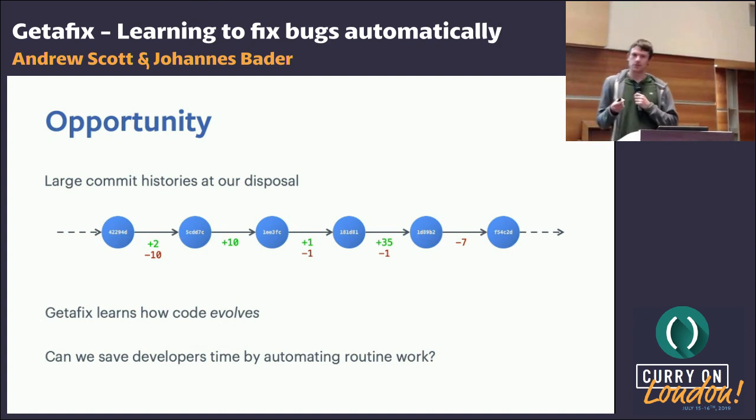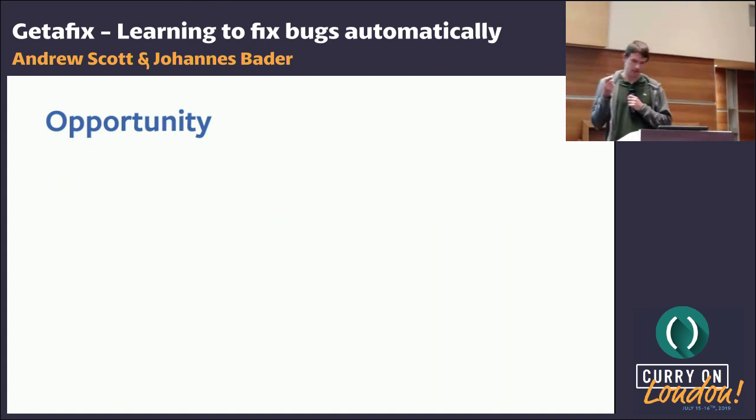And if there's patterns in the way that code is evolving over time, then that generally means that developers are doing some sort of repetitive and routine work. So the question for us is, can we save time for developers by automating some of that routine work? And in fact, there's several categories of routine work that we're talking about here.